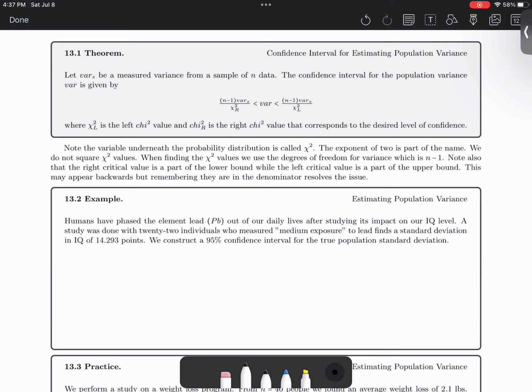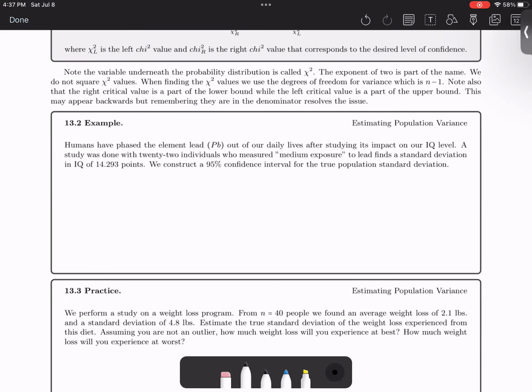So let's see, humans have phased out the element lead from our daily lives after a study that shows its impact on our IQ level. The study was done with 22 individuals who measured medium exposure, and finds a standard deviation of their sample of 22 people of 14.293 points. Let's construct a 95% confidence interval around the true population standard deviation.